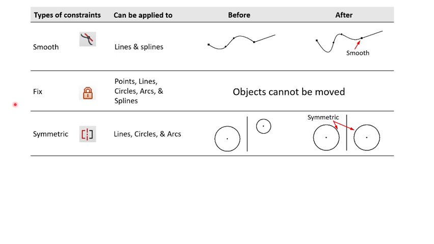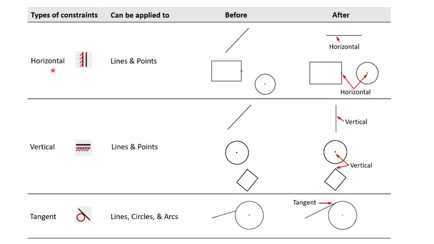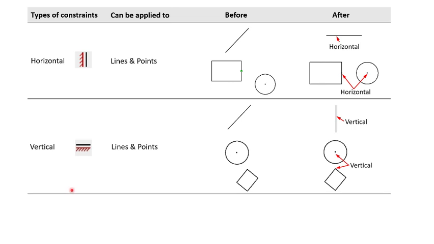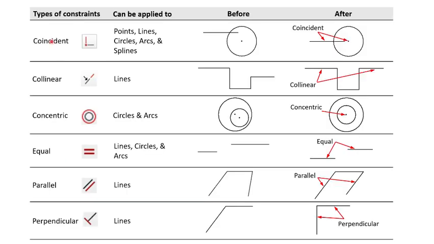Basically, these three constraints are not used very much in this class, particularly the fix, we don't use it at all. So what you have to do is to use these constraints: the horizontal, vertical, tangent, and also the coincident, collinear, concentric, equal, parallel, and perpendicular. These constraints are used regularly in this class.